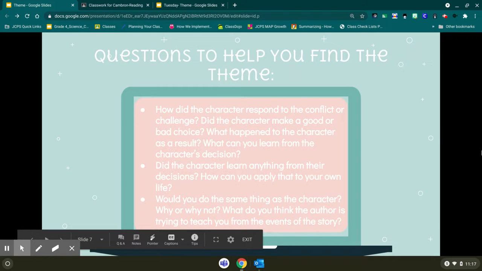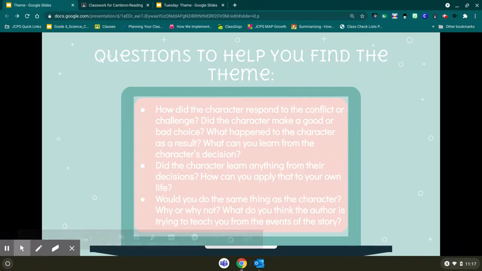So some questions to help you find the theme as you are reading your stories, as you are working on your assignments this week. You could ask yourself, how did the character respond to the conflict or the challenge? Did the character make a good or bad choice? What happened to the character as a result of this choice? What can you learn from the character's decision? Did the character learn anything from their decisions? Did they come up with any solutions from their decisions?